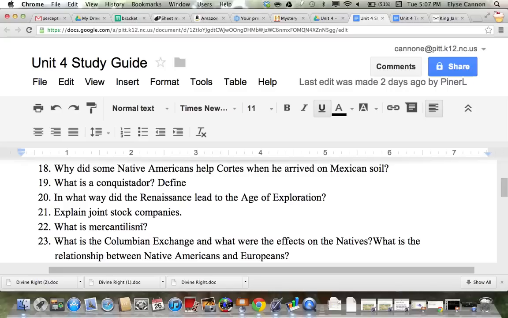Number 21, a joint stock company. I talked to you about joint stock companies today. It's where you join and you share stock. So I compared it today in class to if Miss Cannon creates something super awesome like an invention, and I ask a couple people to invest in my idea.